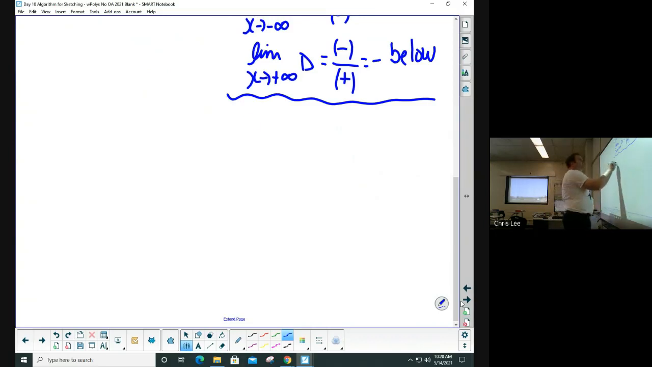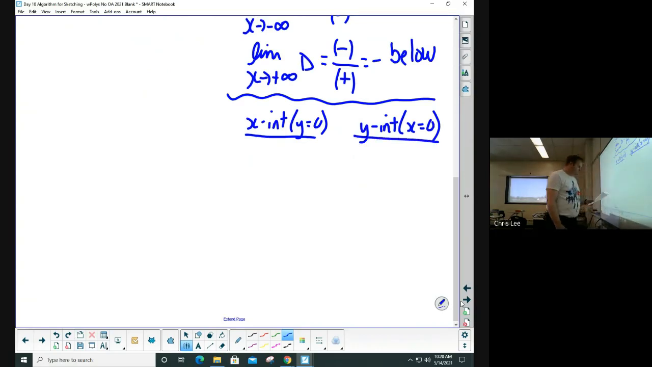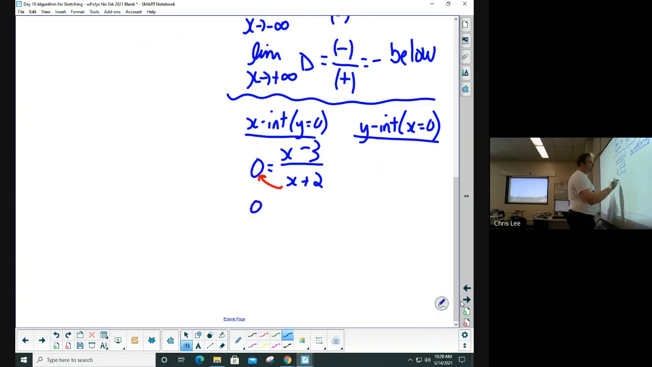So the x-intercept is when y equals 0. The y-intercept is when x is 0. And I'll do this quickly because we already did this the other day. So the function is y equals x minus 3 over x plus 2. So I set the y equal to 0. My first step is to bring this up and multiply by 0, which is good because multiplying by 0 is 0. And solve for x gets me 3 equals x.